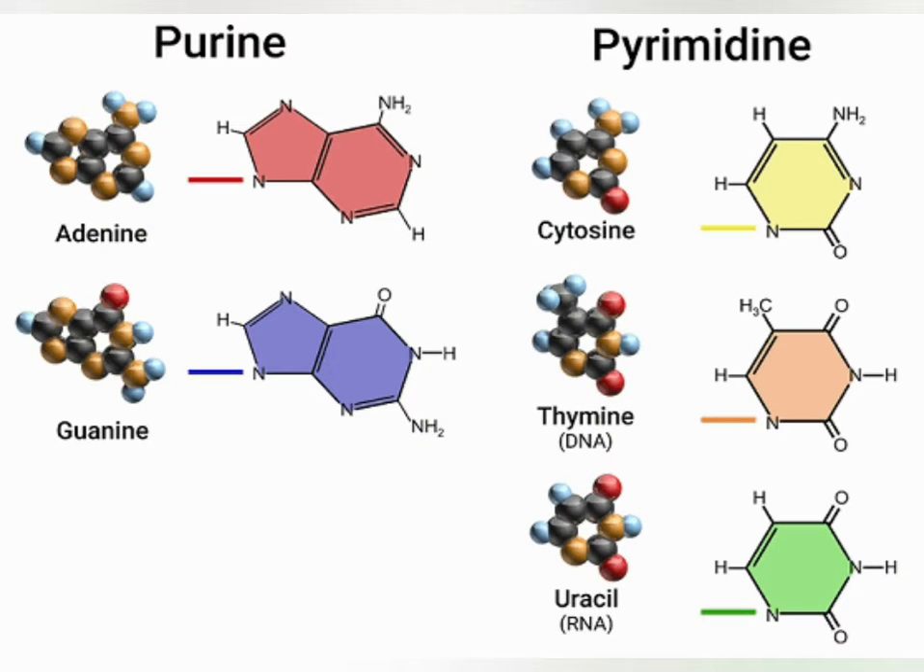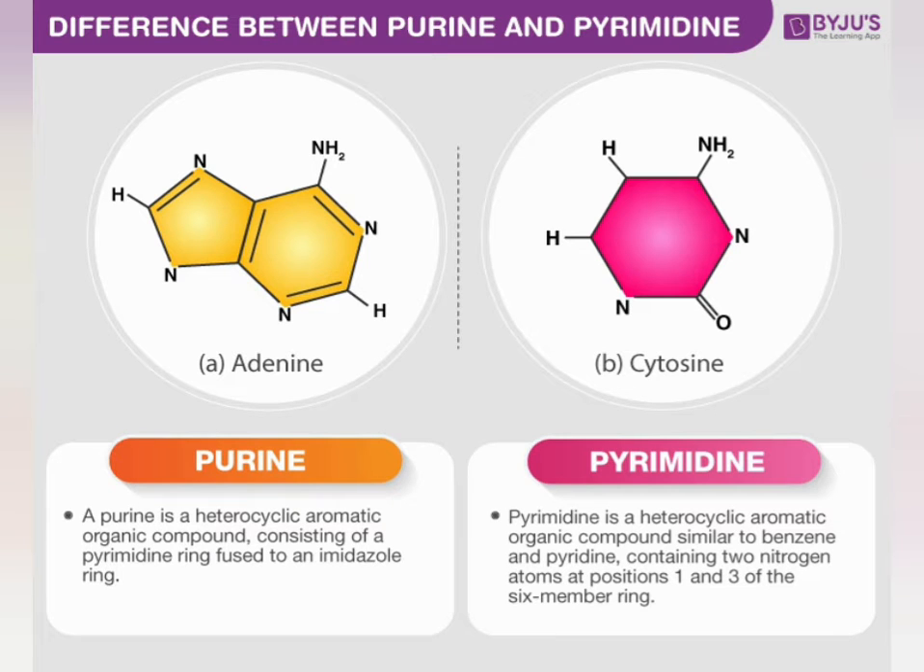So we know that one of the components of this nucleotide is the nitrogenous base. So we should study about nitrogenous bases. There are 2 types of nitrogenous bases, purines and pyrimidines. In purines there are 2, adenine and guanine, and in pyrimidines, cytosine, uracil and thymine. Out of these, cytosine is common in DNA and RNA, thymine is present in DNA, and uracil is present in RNA in the place of thymine.